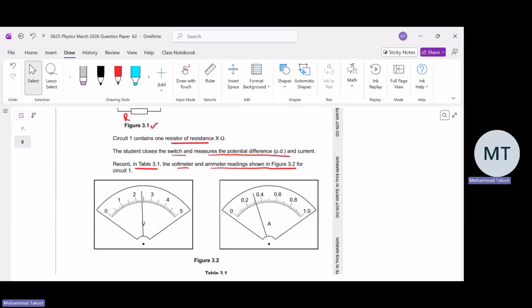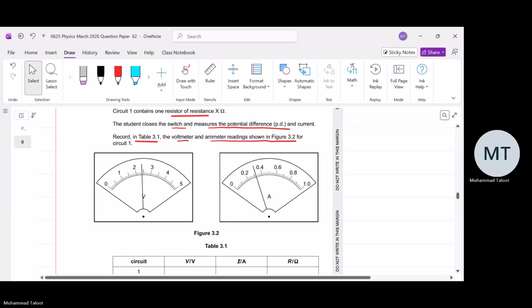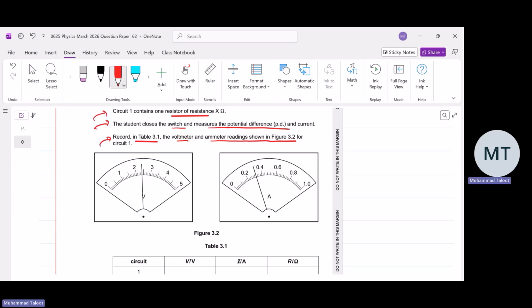Okay, most of the time what happens is the student skips reading the scale. So my dear students, I suggest you read the scales very carefully, and also read these statements very carefully. It is very important. By doing so much practice you know that they are demanding you to note down, measure, and record the values, but you have to read the scale first.